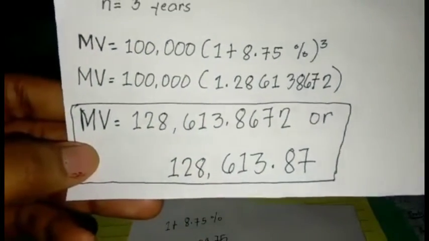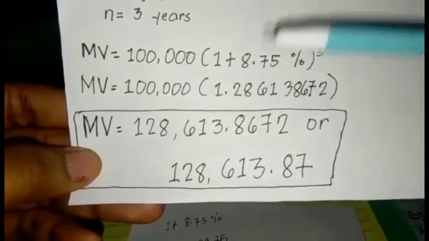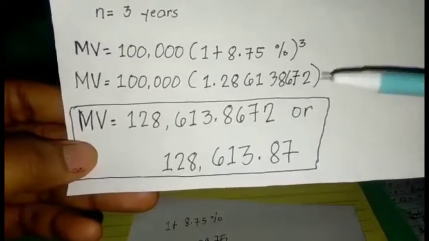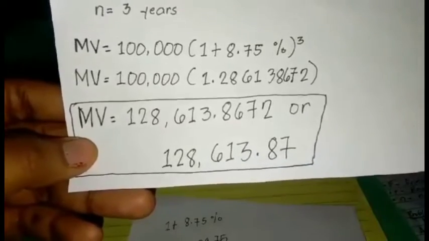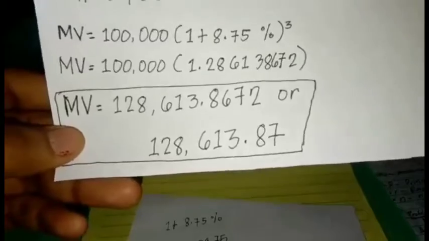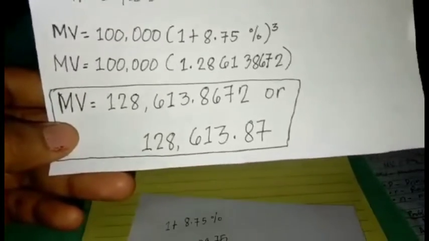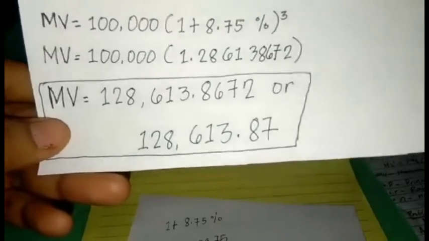The second step is you will be multiplying 100,000 by the product. That's how the final answer will be 128,613.8672, or it's going to be rounded up to 128,613.87.